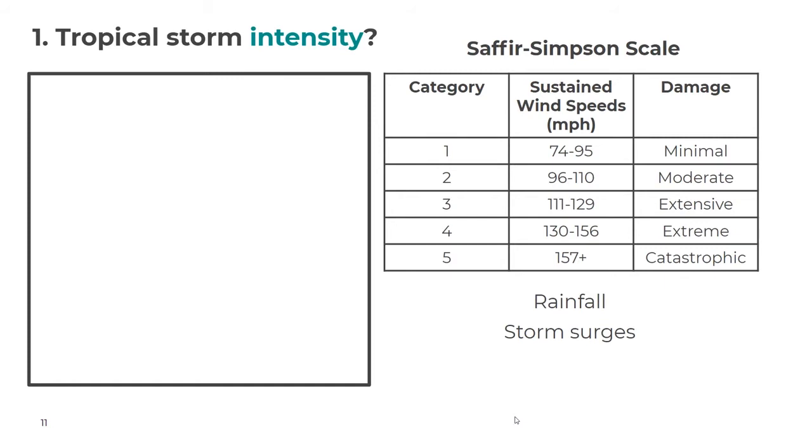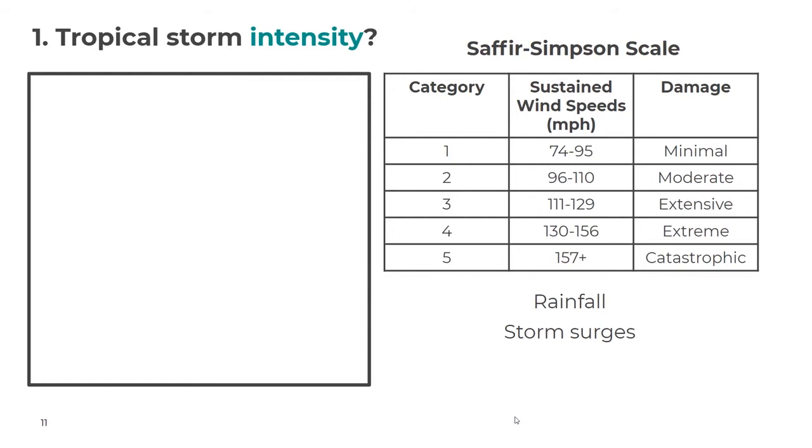If your sustained wind speeds reach 157 plus miles per hour, your tropical storm will be regarded as a Category 5 storm, and these are the most catastrophic. And an example of this is Typhoon Haiyan in 2013. It was a Category 5 storm when it made landfall in the Philippines, causing devastation.